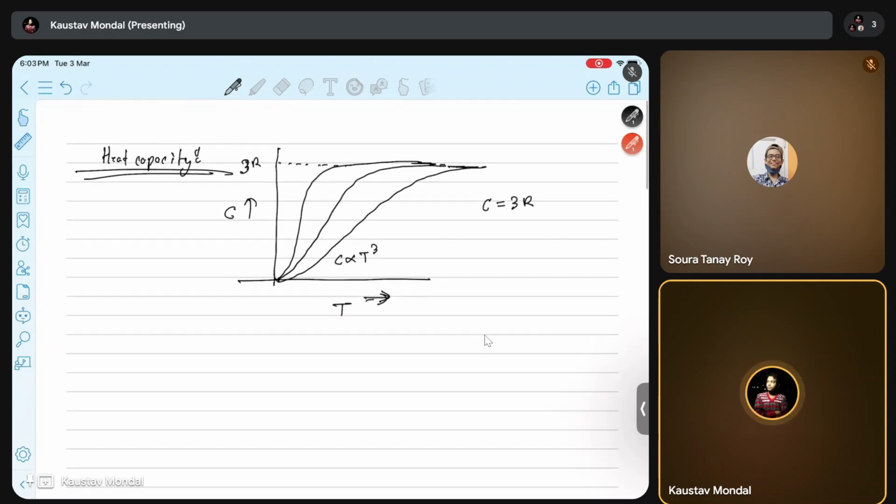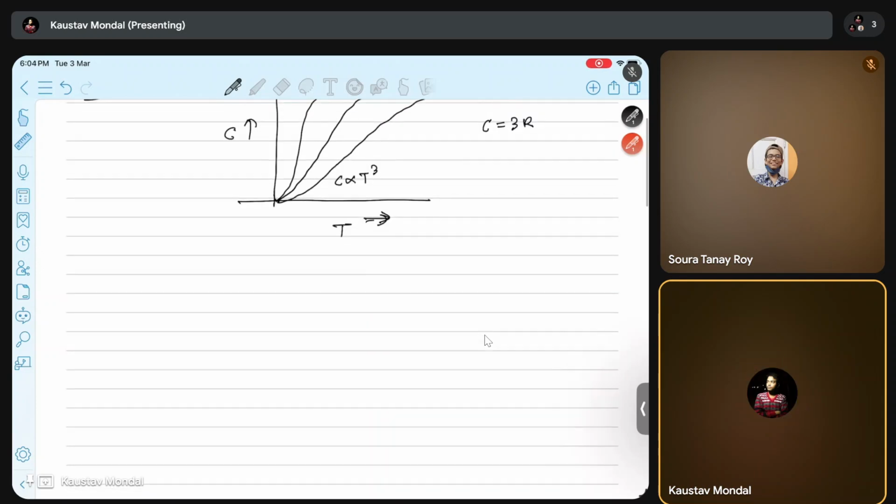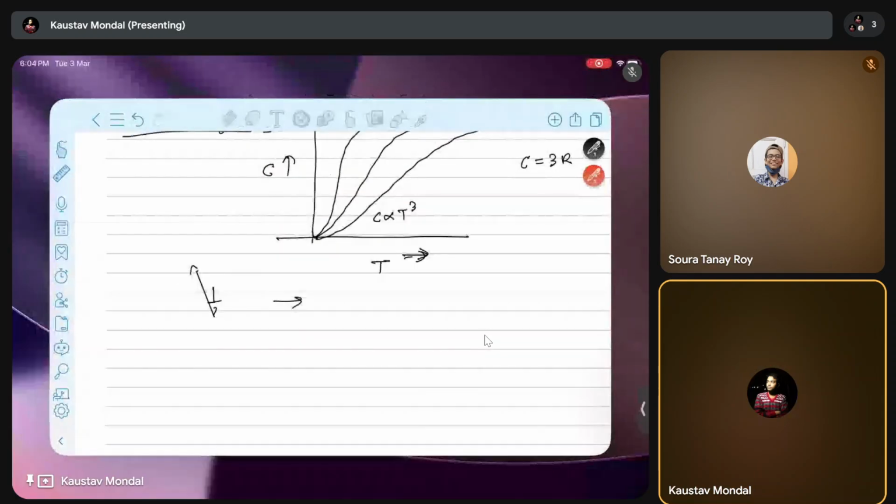Now to explain these things in terms of theory, at first Dulong and Petit came up with a theory where they considered the degrees of freedom per molecule. You already know that the average internal energy associated with each degree of freedom is, sorry, not half N_A kT, it's half kT. Right? Half kT.